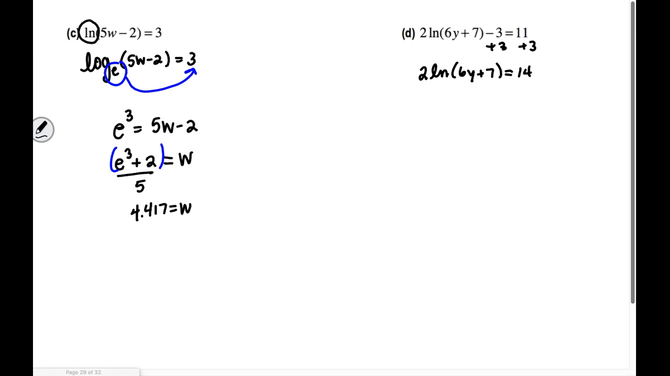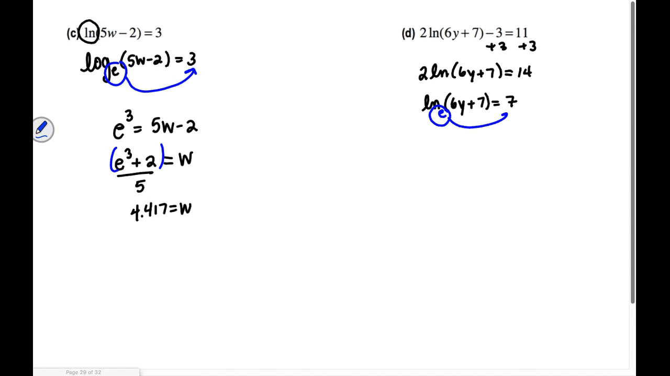I divide by 2. So natural log of 6y plus 7 equals 7. And now I'm going to switch forms. If you don't see it, rewrite natural log as log base e. Sometimes I'm kind of lazy and I just sneak an e in there, although that's bad notation. It's really log base e, right? And then I switch forms.